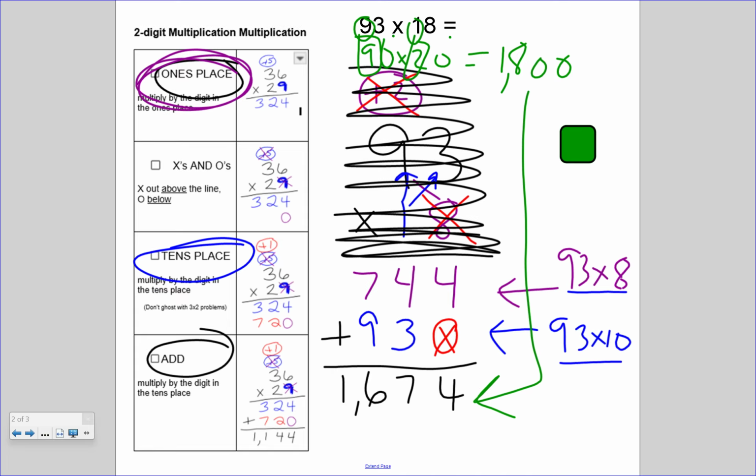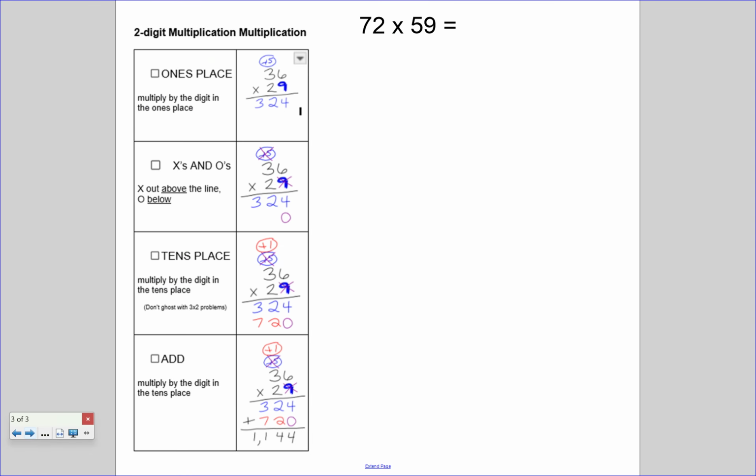So we're going to do one more. I'm not going to color code this time. I'm just going to move a little bit more quickly. All right, so I'm going to grab my pen and I am going to do 72 times 59.